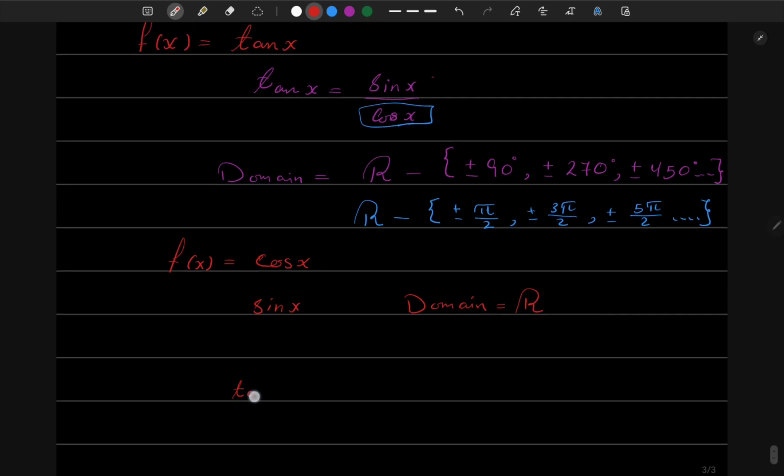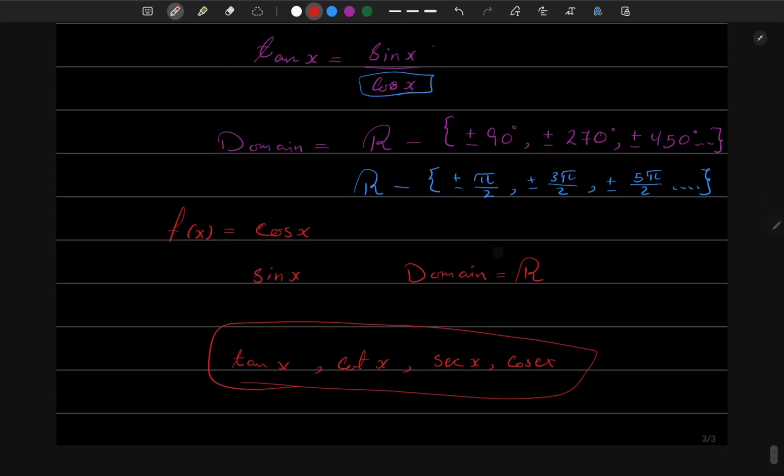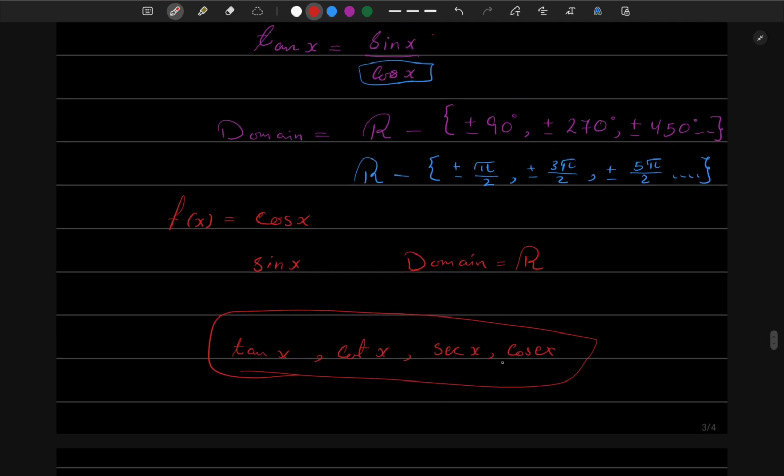But tan x, cotan x, sec and cosec, all of those are fractions. So for those functions, I need to break them into their fraction form and then look for the angles that will make the denominator equal 0. And that will be excluded out of my domain.